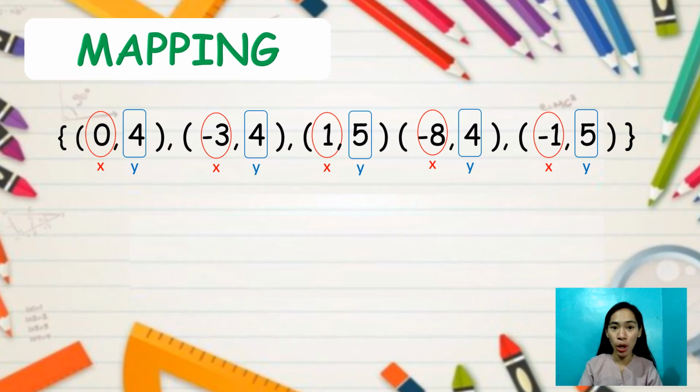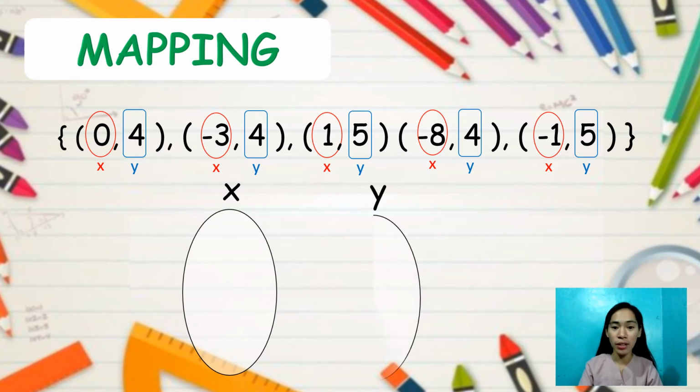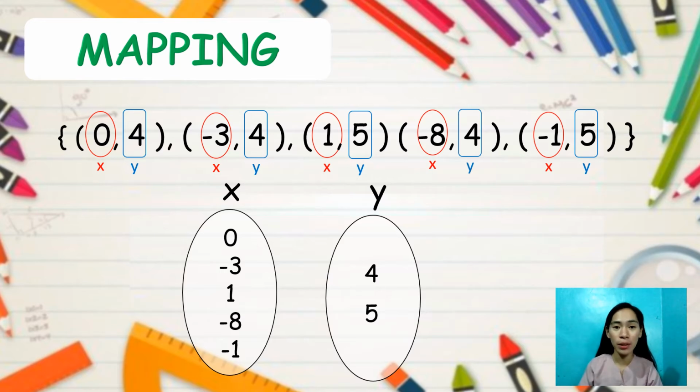Second step is we're going to draw two oval shapes. So the left oval is for your domain and the right oval is for your range or y values. Next, we're going to fill in the domain and range to their corresponding shapes. And lastly, we're going to draw an arrow that connects each element of the domain to their designated or corresponding ordered pair.